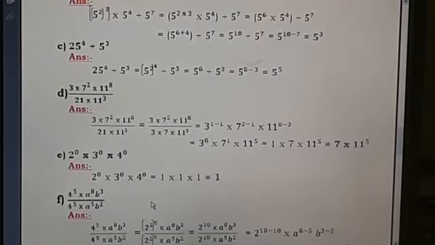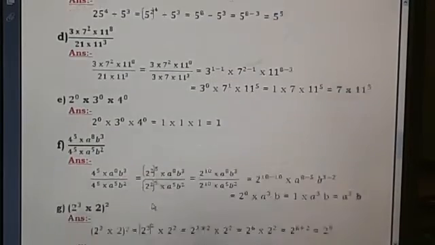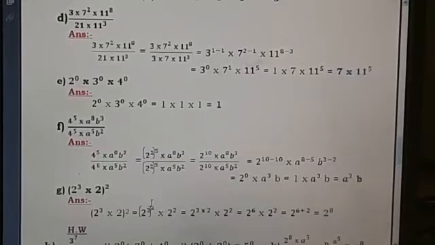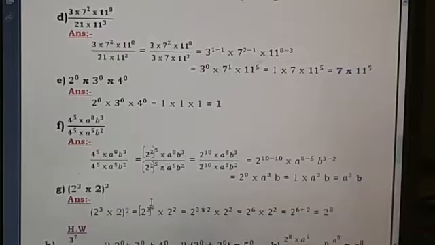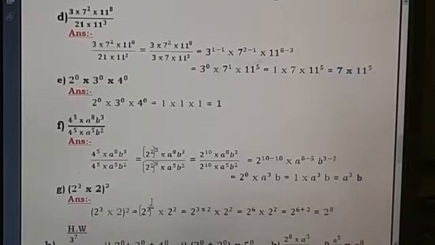Next question: 3 into 7 to the power 2 into 11 to the power 8, divided by 21 into 11 to the power 3. See the question: the bases 3, 7 and 11 are prime numbers. See the denominator, 21 and 11. So 21 we have to convert into prime numbers. How can we split 21? 3 into 7. 3 sevens are 21, we can write.